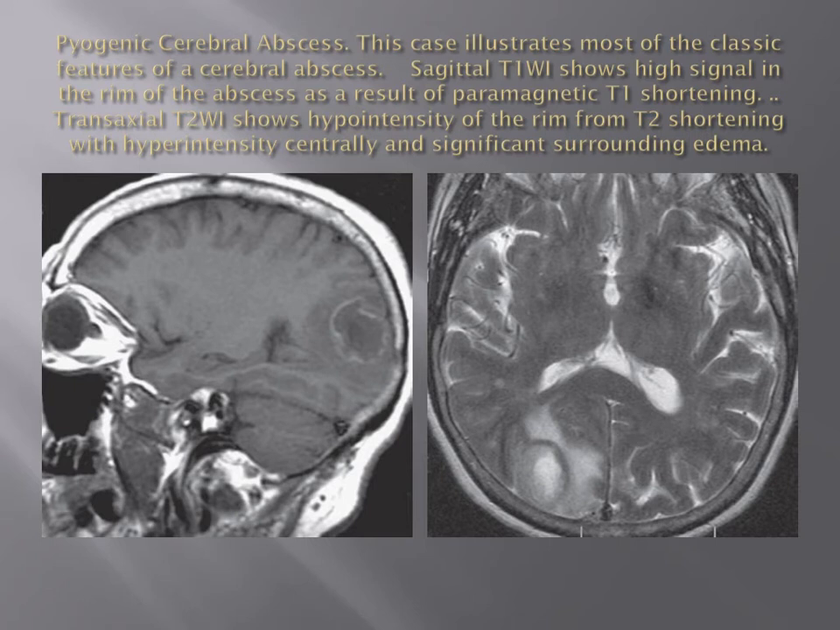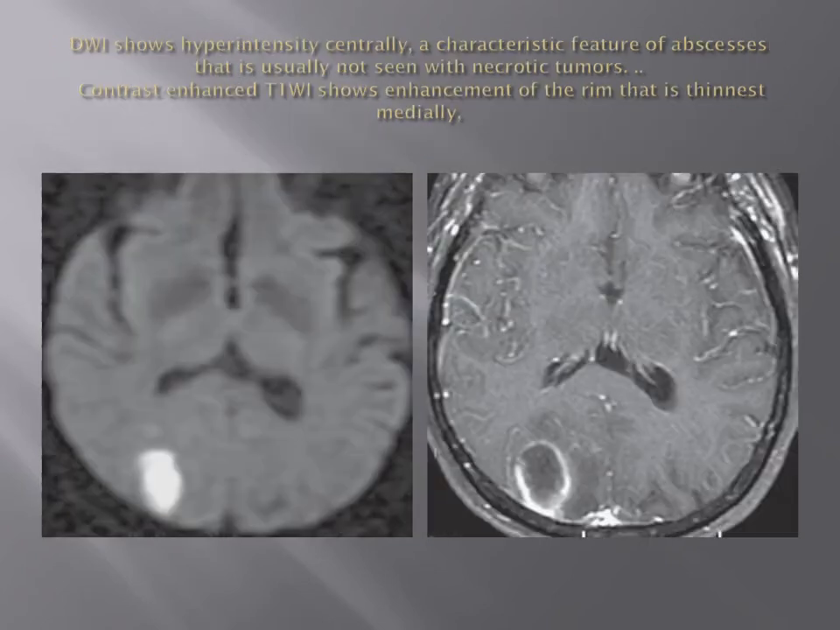Pyogenic cerebral abscess. This case illustrates most of the classical features of cerebral abscess. Sagittal T1 shows a high signal rim of the abscess as a result of paramagnetic T1 shortening. Transaxial T2 weighted shows a hypointense rim from T2 shortening with hyperintensity centrally and significant surrounding edema. Diffusion weighted shows hyperintensity centrally, a characteristic feature of abscess usually not seen in necrotic tumor, while contrast enhanced T1 shows enhancement of the rim that is thinner medially, predisposed to rupture.